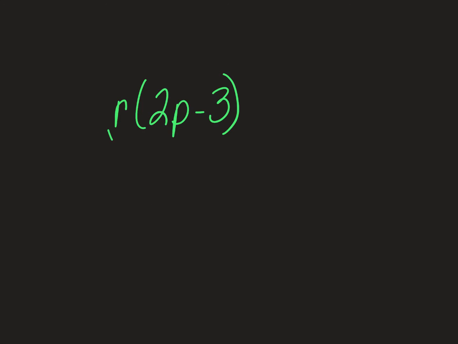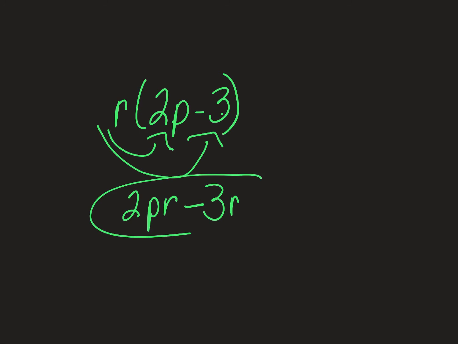r times 2p minus r times 3, or negative 3. Okay, so r times 2p is 2. What comes first, r or p? P, r. Minus r times 3 is simply 3r. I only got the 3r right. I got 2p negative 3.